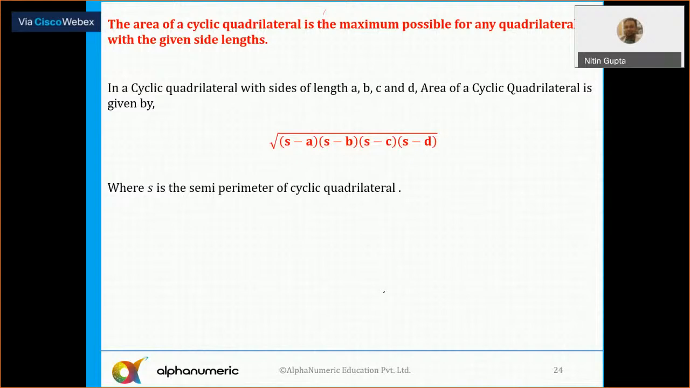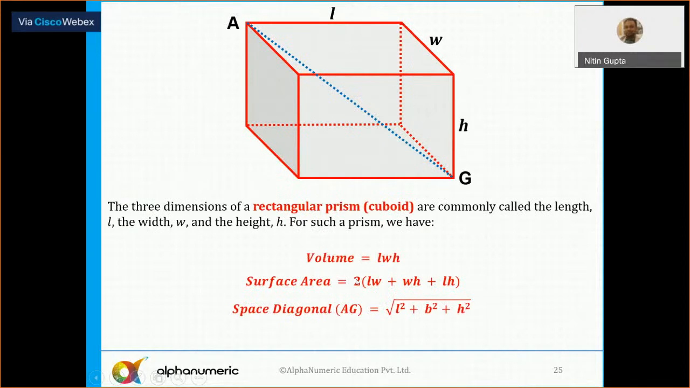Okay, great. So, let's see here. Cuboid: we all know the volume is always equal to length into width into height. Surface area is twice of length into width plus width into height plus length into height. And the space diagonal, which is also known as the longest possible diagonal, the length of the body diagonal, is always equal to root of L square plus B square plus H square.